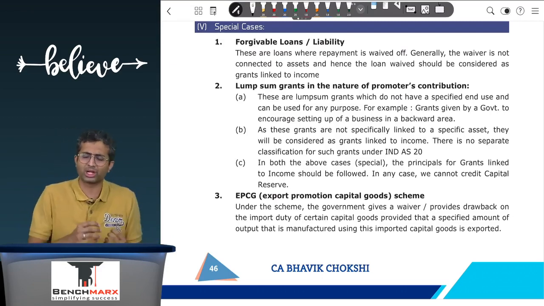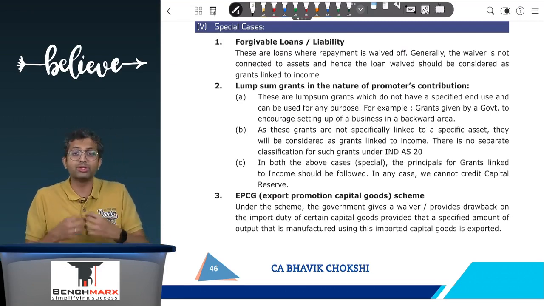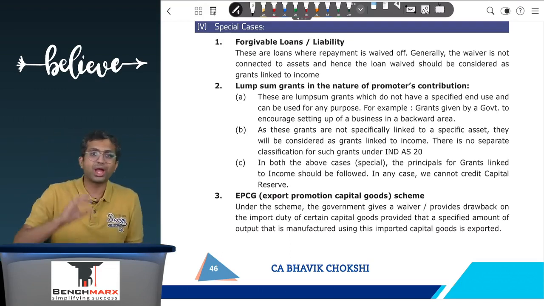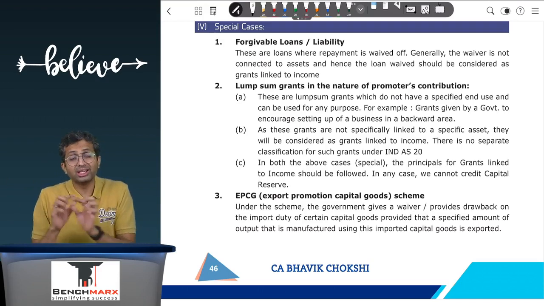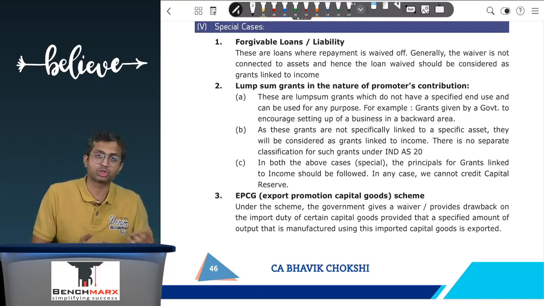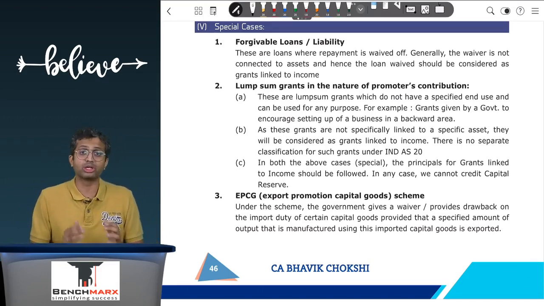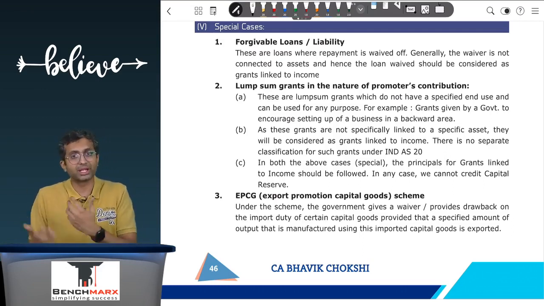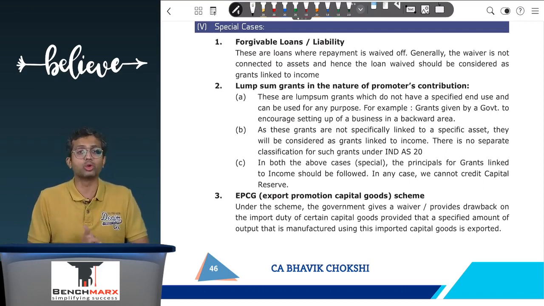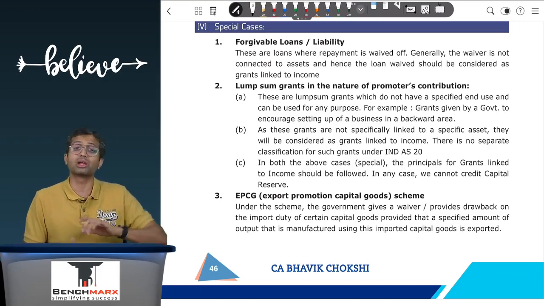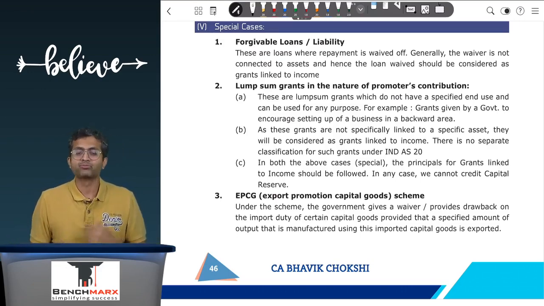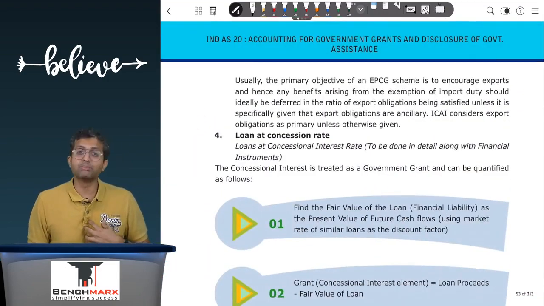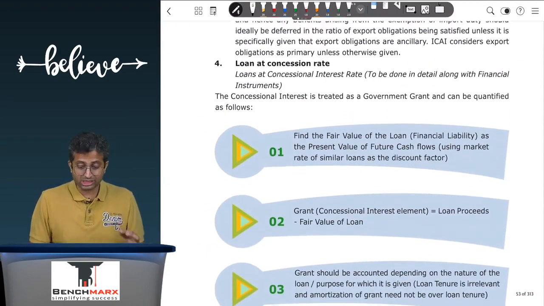So if it's a 100 crore asset on which 50 crore of duty is paid, on which you are going to get a drawback, provided you export specific quantities over the next 5 years, you will treat this 50 crores, let us say, as a grant because it is quantifiable, and then amortize or defer it in the ratio of exports or benefits that are going to be incurred. So you treat it as a grant linked to income and not a grant linked to asset, because the primary objective is encouragement of exports. The most important thing, in my opinion, in this chapter is the loans given at concessional rate.